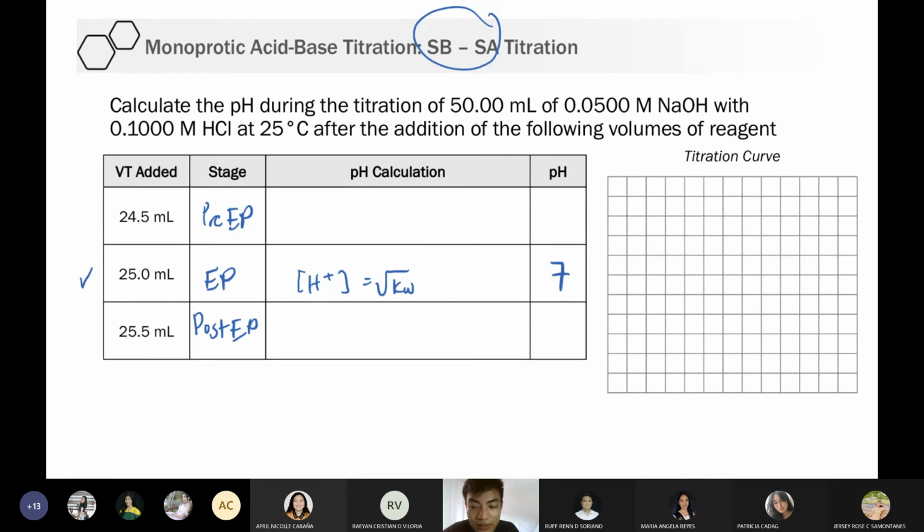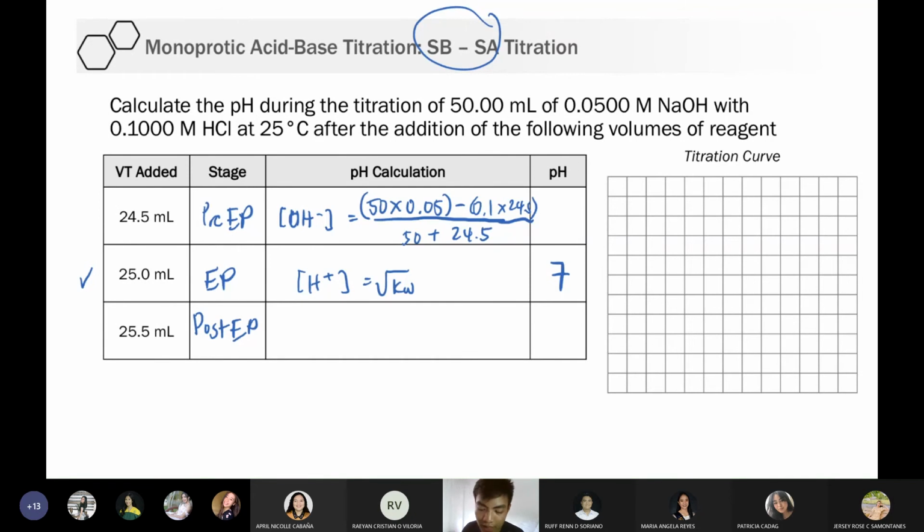Pre-equivalence pH, ano yung sobra dito? Yung base. Sobra yung analyte natin. So, calculate the base. So, ano gamit natin formula doon? MAVA minus MTVT over V total. Okay? Ano susunod? Plug in. Plug in, plug in. Basta alam mo formula na gagamitin mo, tuloy-tuloy na yan. MA 50 times 0.05 minus MT 0.1 times 24.5 divided by total volume. Ipag-add mo lang yung sa analyte and sa titrant.